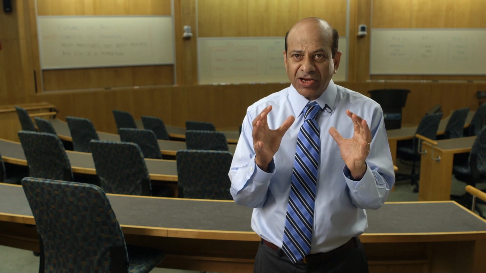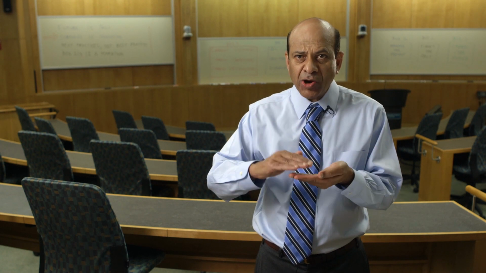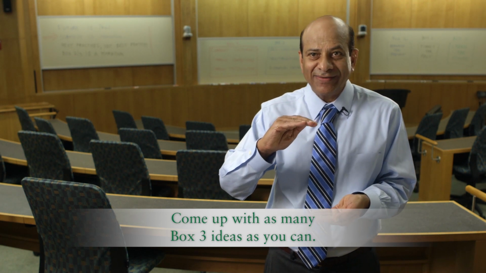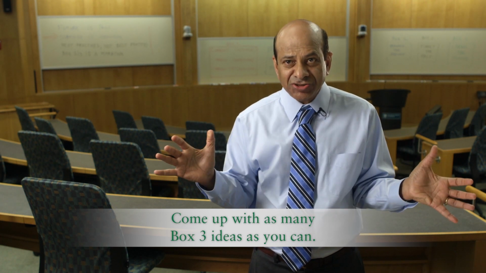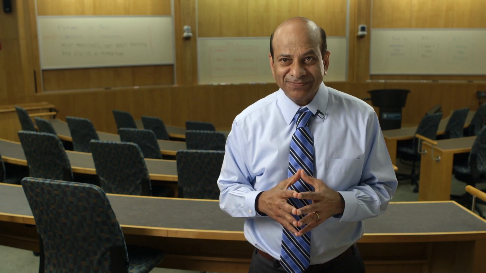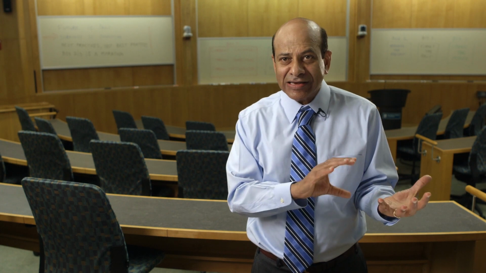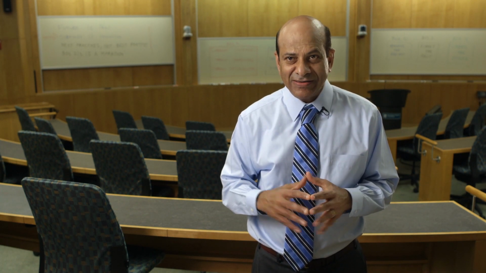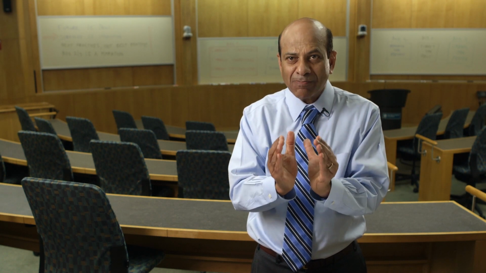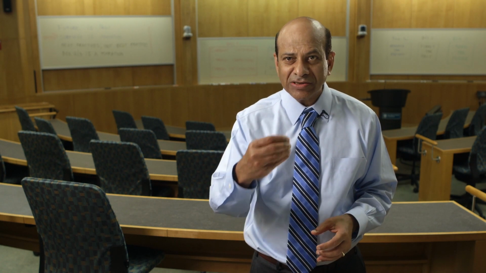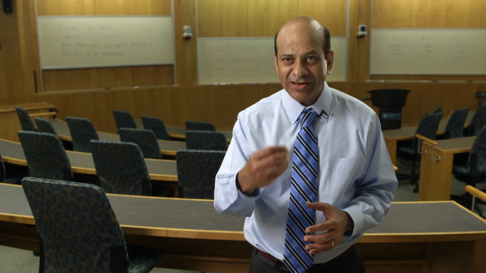So in this part of the application exercise, I want you to brainstorm and come up with as many box 3 ideas as you can. Again, remember divergent thinking, brainstorming, write down as many box 3 ideas as you can. And they should somehow be related to the list of nonlinear shifts that you came up with. That will conclude this part of the application, which is about generating box 3 ideas. I will discuss what the next step is in the next video.